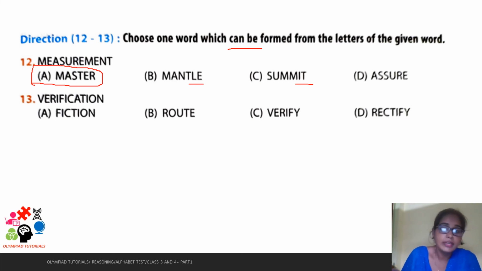Next is verification. From this you have fiction, root, verify and rectify. So if you carefully observe it, you will see option number A, fiction. This word can be formed from the word verification. Okay, children? Your option number A is going to be the correct option.